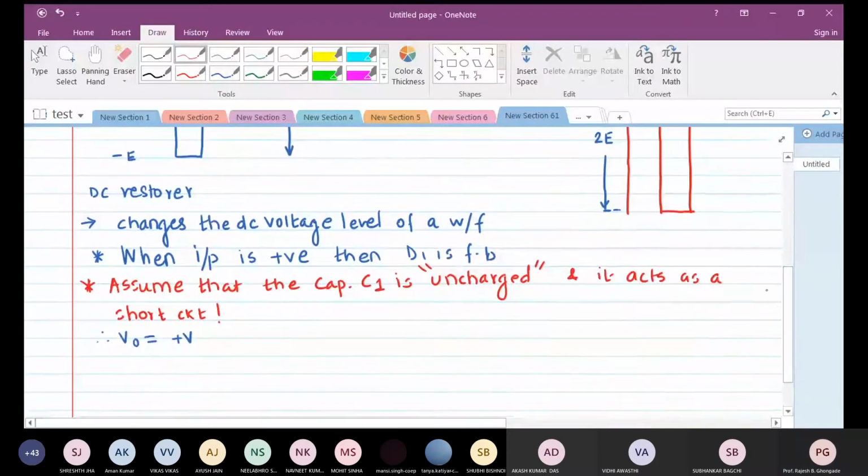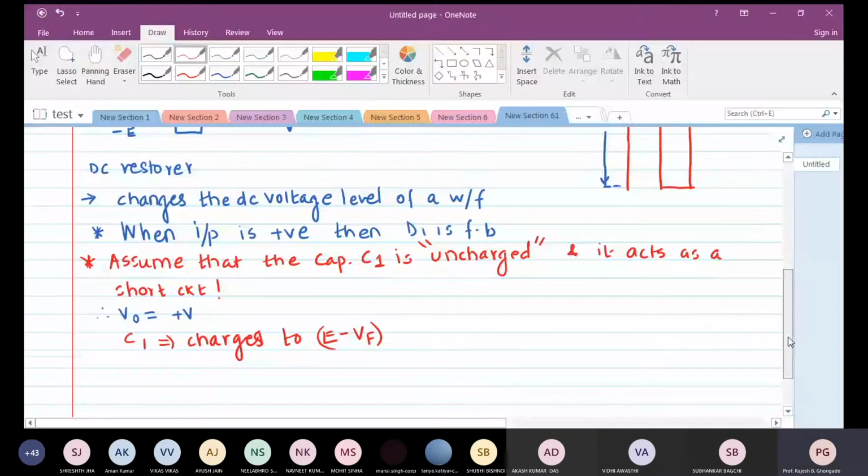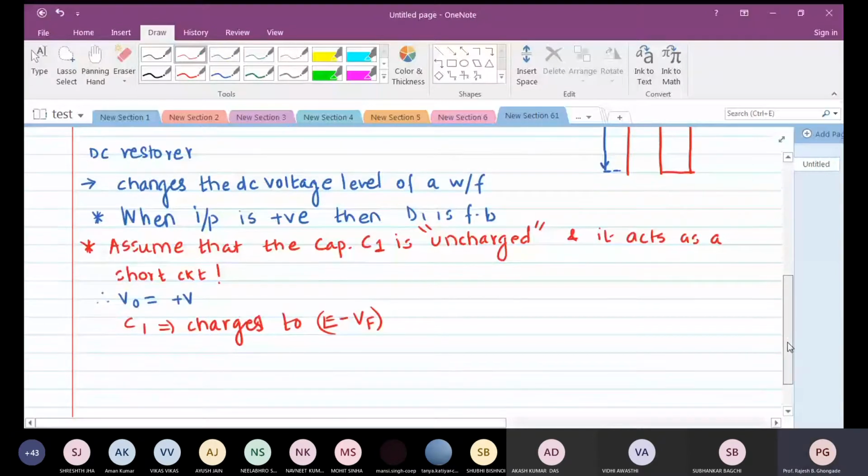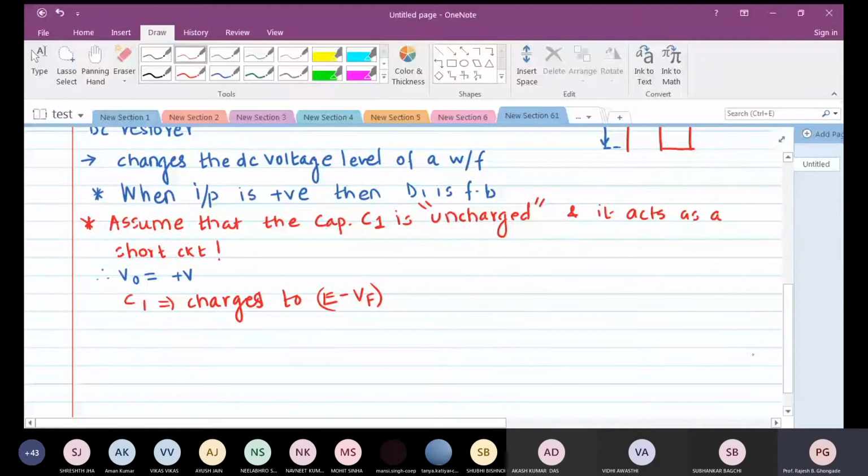Agreed? Is that right? So C1 charges to E minus VF volts. We'll call this VC, the voltage across the capacitor.